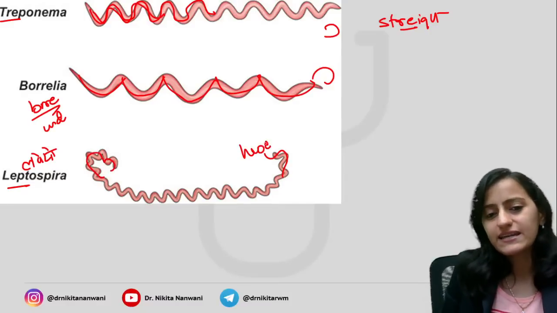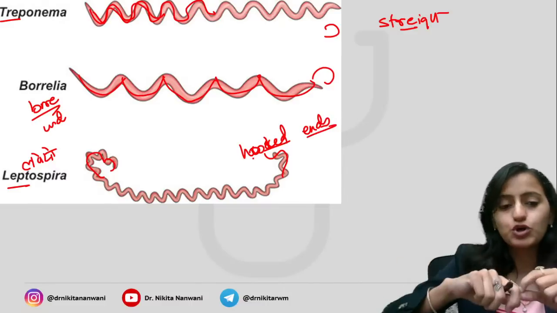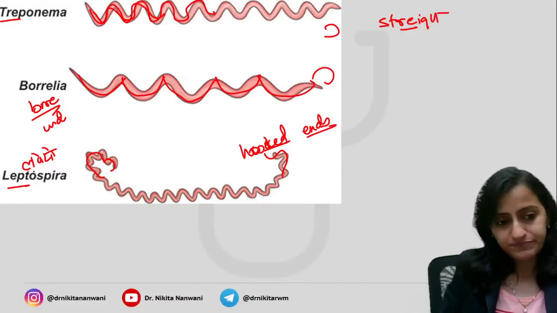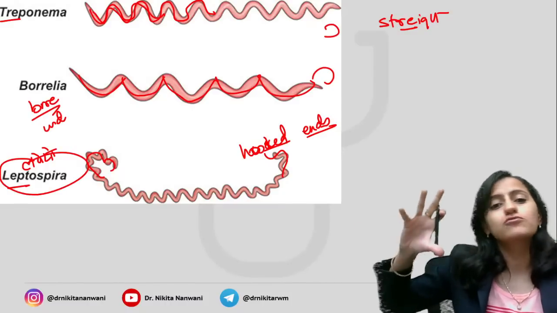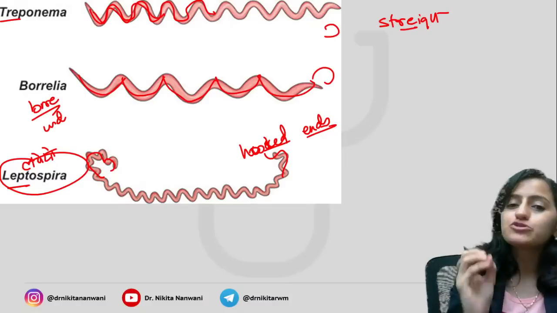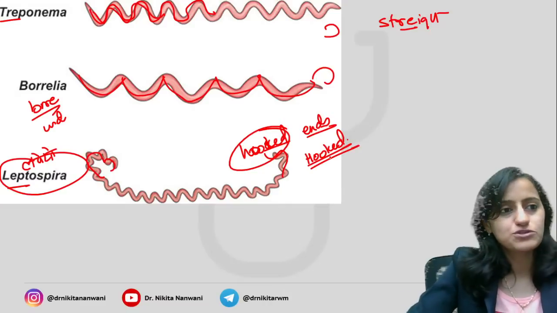The very characteristic finding of Leptospira would be the hooked ends. So remember, that's about Leptospira. If the coils are far apart, it will be Borrelia; if close together, Treponema; and if it has the hooked ends, then it is basically Leptospira. The hooked ends is Leptospira.